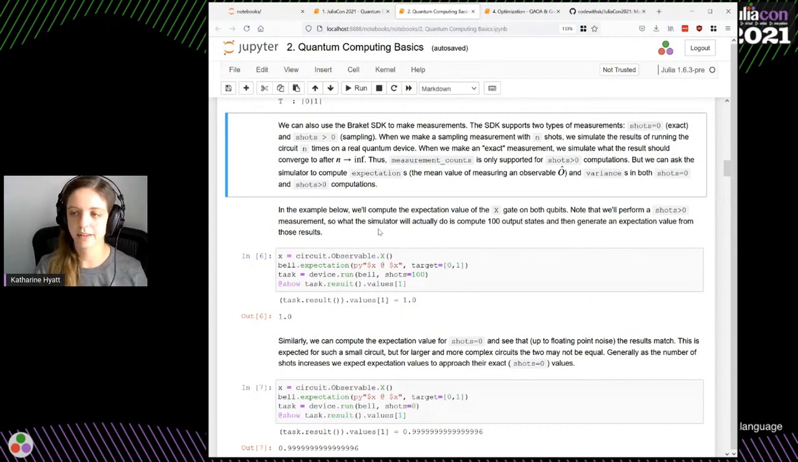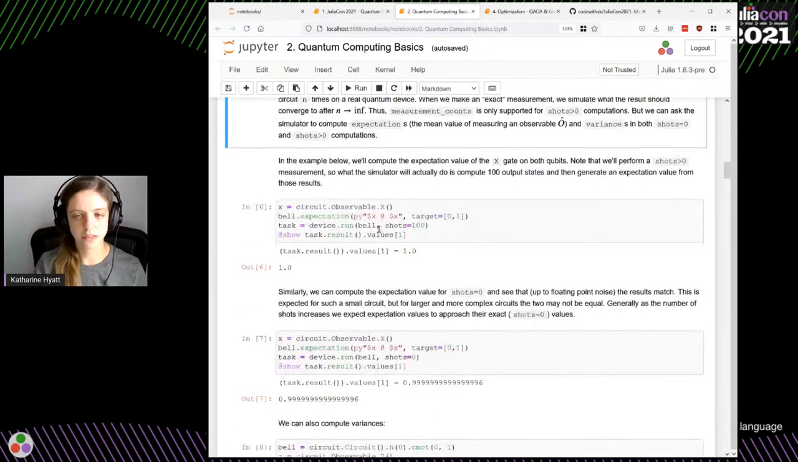But for example, we can ask our simulator to compute other kinds of measurements, like expectation values. If there's some observable we would like to measure at the end of our circuit execution, or variances of that observable, or amplitudes, we can measure those with the exact form of measurement. And we can also compute expectations and variances for shots greater than zero. So what we're going to do in the example below is compute the expectation value of an X gate on both qubits using our Bell circuit.